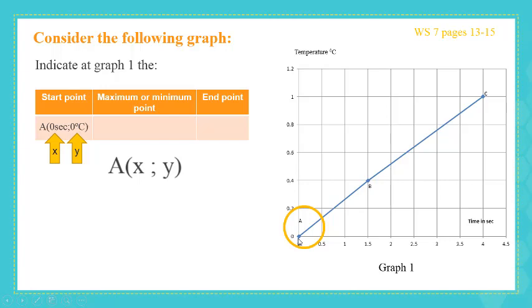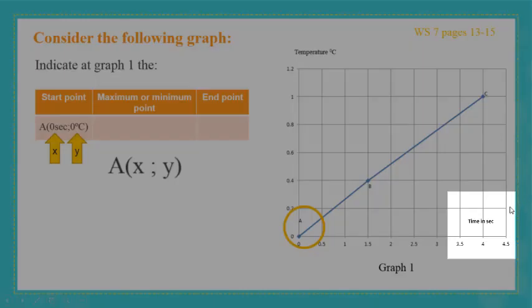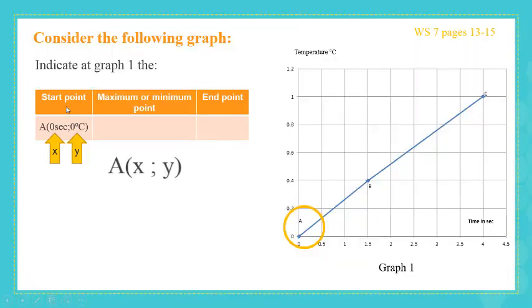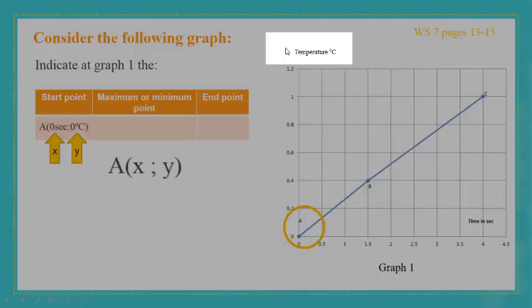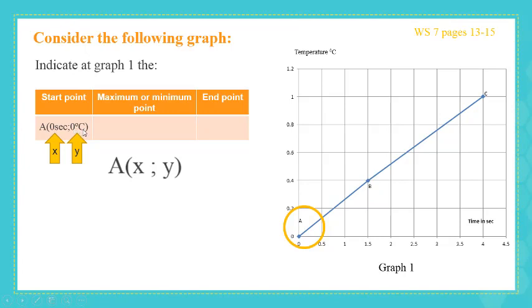And the units will be determined referring to the units of manipulated and responding variable. In our graph, the unit of manipulated variable, which is time, is second, so we write 0 second. The unit of responding variable, which is temperature, is degrees Celsius, so we write 0 degrees Celsius. Now, do we have maximum or minimum point in this graph? Ask yourself, do we have increase then decrease? No. Do we have in this graph decrease then increase? Also no. So, none. There is no maximum point and there is no minimum point.